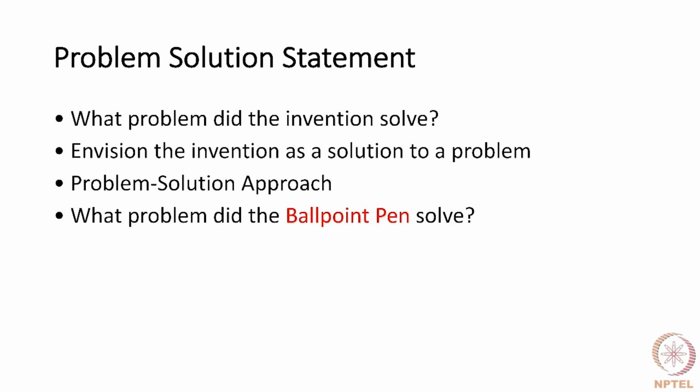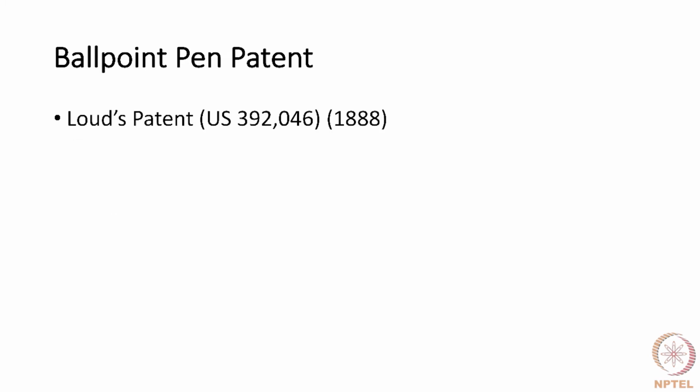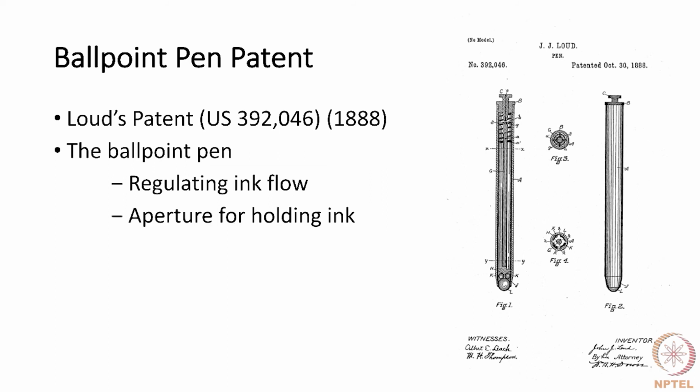Now let's look at the ballpoint example in some detail. Now there is a patent for the ballpoint pen, one of the early patents, and the patent which is described here, you can see the figure, it's an 1888 patent. This is for the ballpoint pen. Now there are certain features in a ballpoint pen. For instance, there is a cavity where the ink is stored and the cavity regulates the ink flow. There is an aperture for holding the ink, which is much different from the prior art.